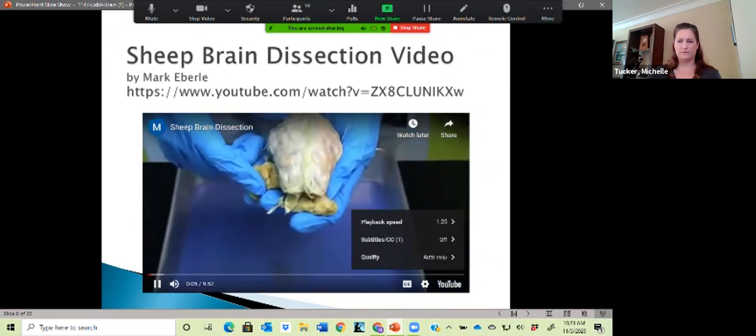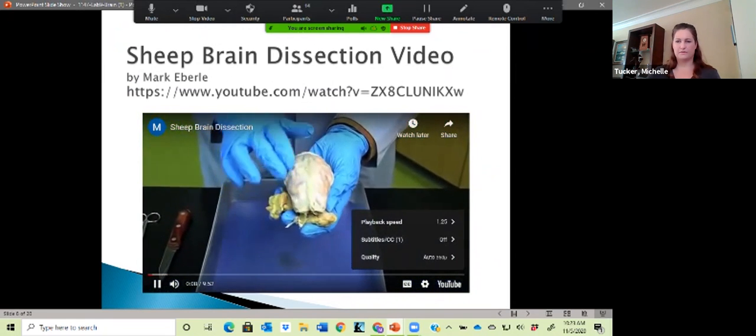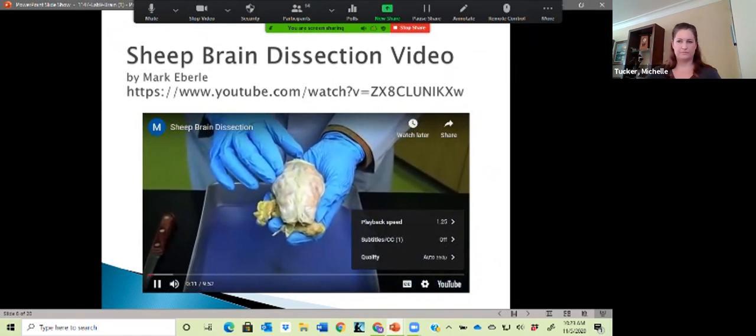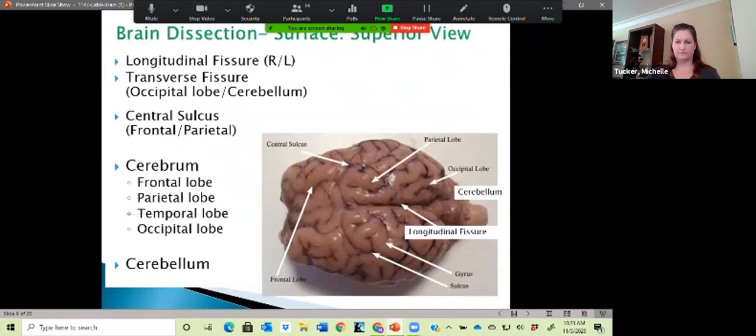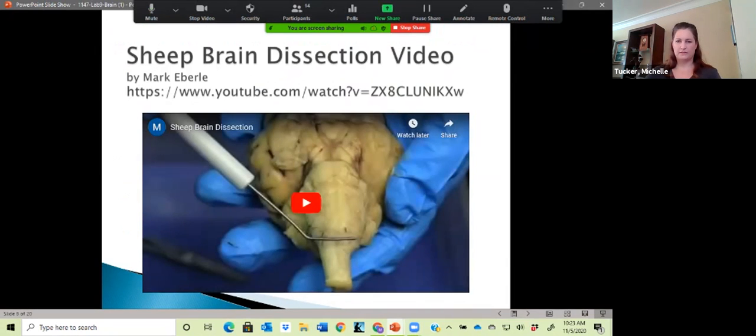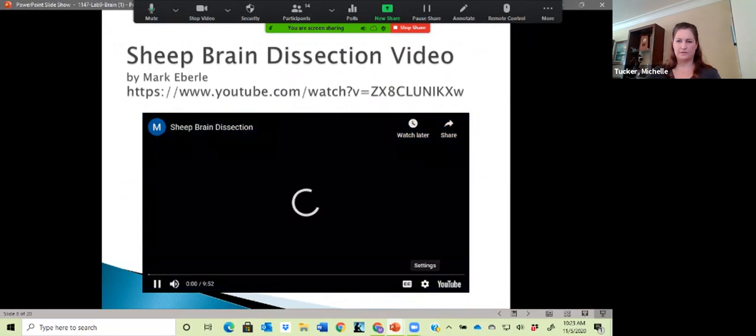The sheep brain has the dura mater, the tough mother, covering it. So that's why you really can't see the brain yet, and we're going to have to cut that off. Oh, sorry. It happened last time too.